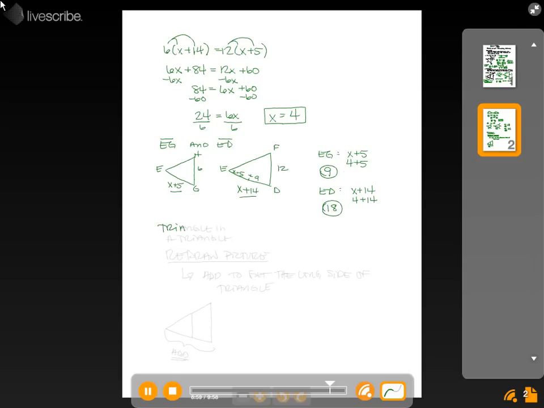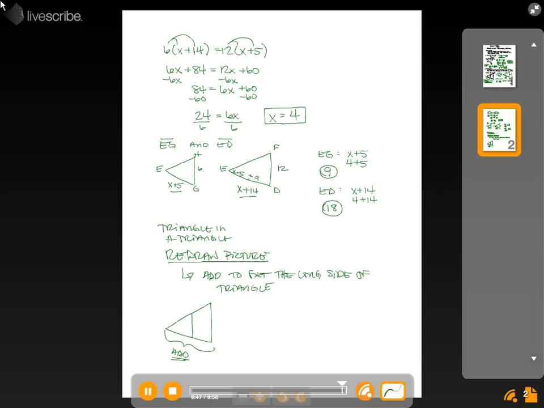Now, again, I want to recap. For this particular example, triangle in a triangle, we're going to redraw the picture so that we end up with two triangles and we can see what the two triangles are. Only thing you need to remember is that you add to get the long side of the larger triangle. And I'll sketch you a real quick figure so you can see that. This is what we started with. We need to add to get this whole side. Okay? Add the two smaller pieces to get that whole side.